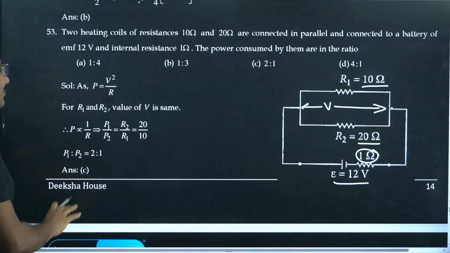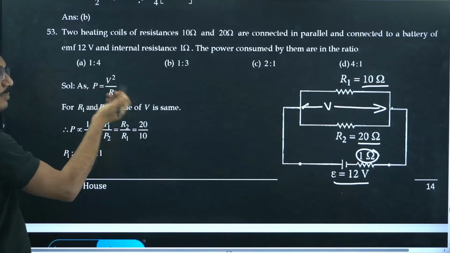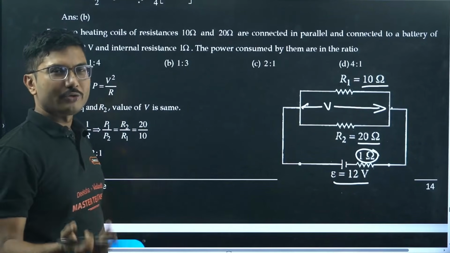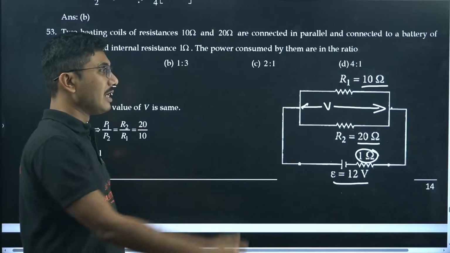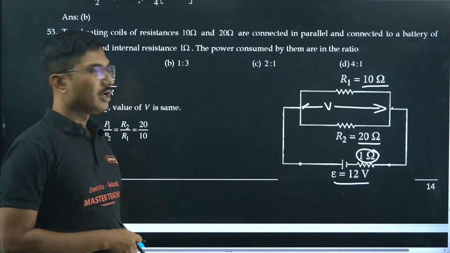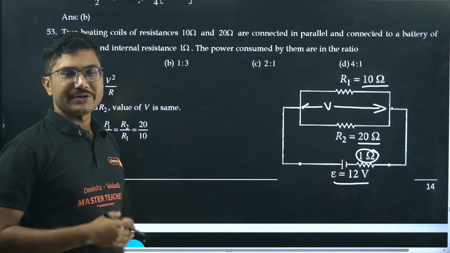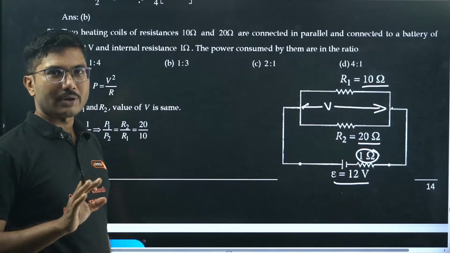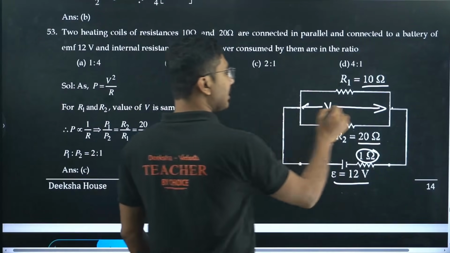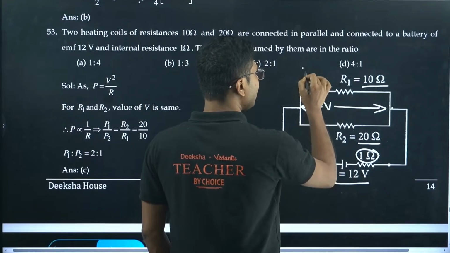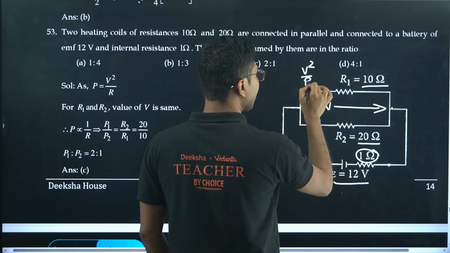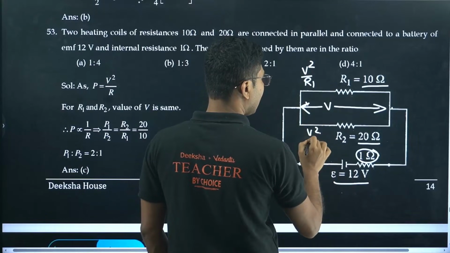The only thing you need to say is very simple. You don't need to calculate the current. That's why I'm saying this question is not difficult. You don't even need to calculate the equivalent resistance. You don't need to calculate the current to calculate the power. Remember, they are in parallel, so the voltage must be the same. So what formula do we need to use? V square by R1, V square by R2.